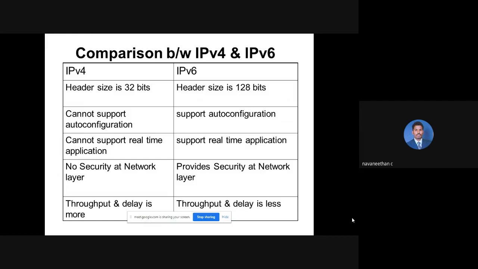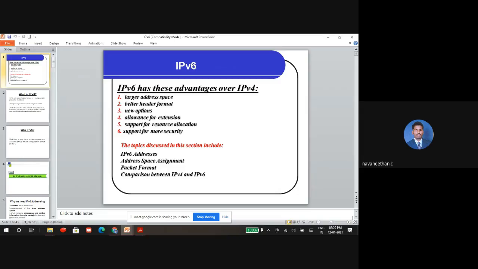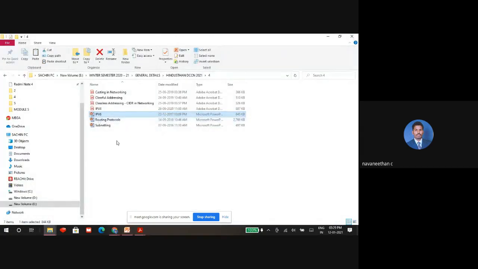Students, I can explain more things, even stay more than half an hour. Why is there no security at the network layer? Keep in mind there is no security at the network layer for IPv4, because it is a very vast concept. But please understand, with IPv6 we are providing more security at the network layer. Throughput delay is more in IPv4, whereas the delay is less in IPv6. Fine. These are the important things with respect to IPv6. That's all.